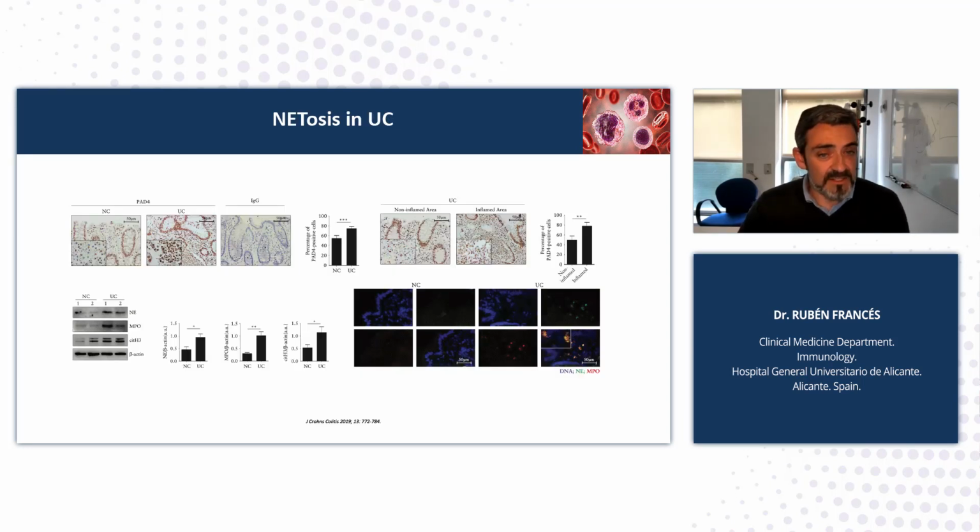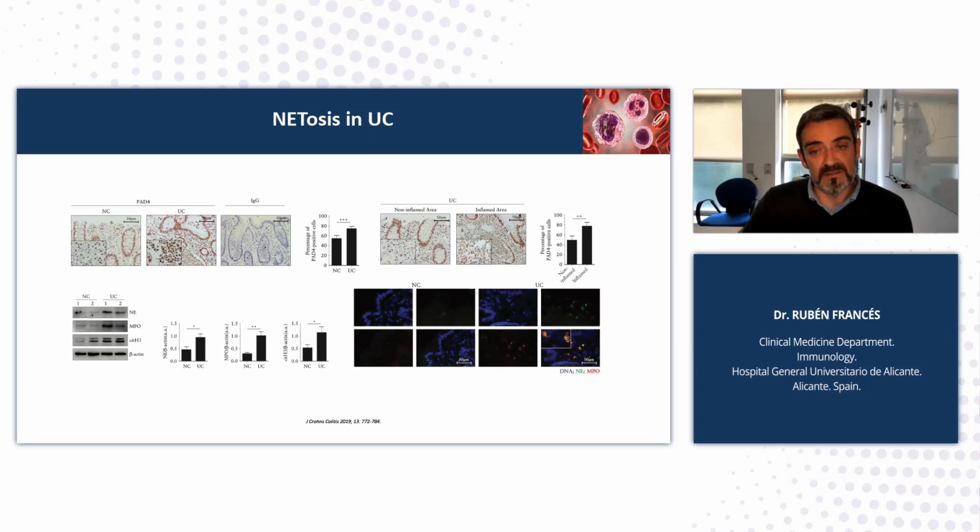The liberation of net products, the so-called NETosis, has been demonstrated in ulcerative colitis. This is just one example. You can see here how some net products such as elastase, myeloperoxidase, or histones are significantly increased in colonic mucosa from UC patients compared with negative controls. And also, for instance, the expression of PAD4, which is also a net product, is significantly increased in UC patients, and within UC patients, you can see here it's more expressed in inflamed versus non-inflamed areas.